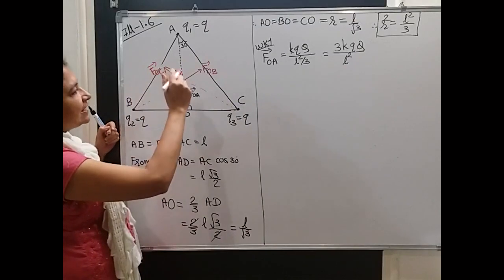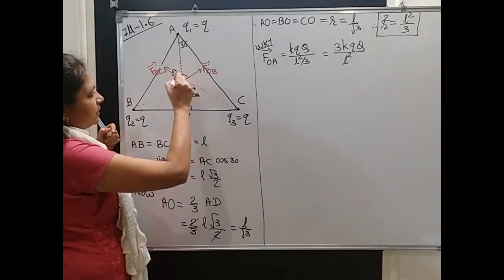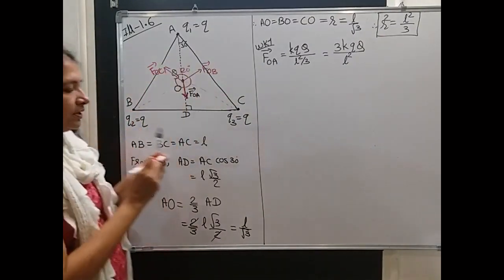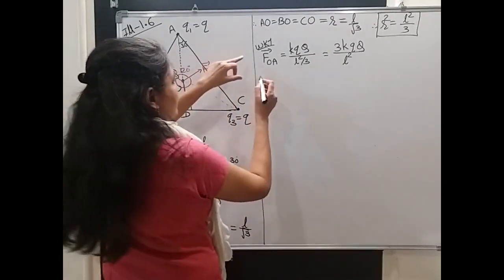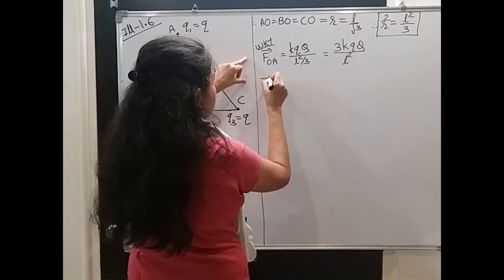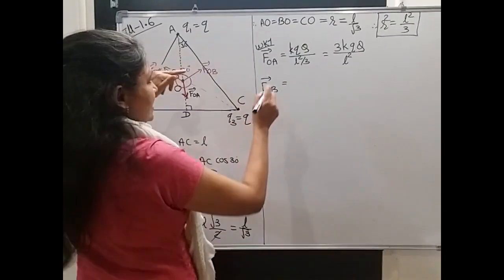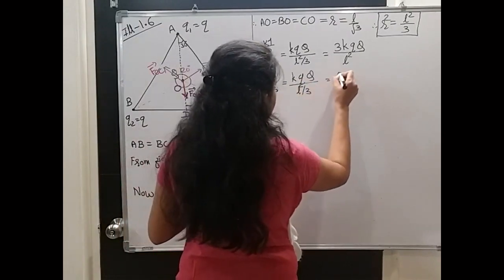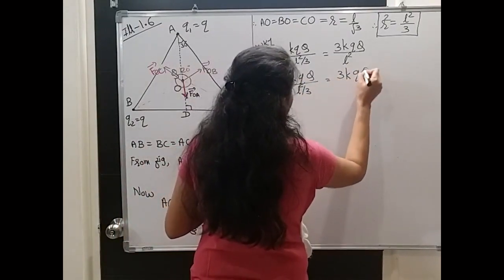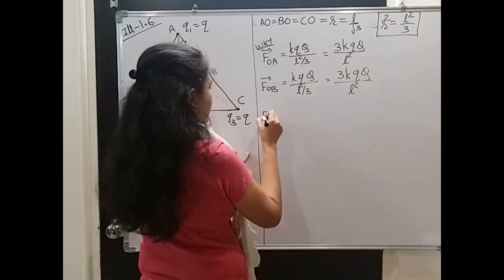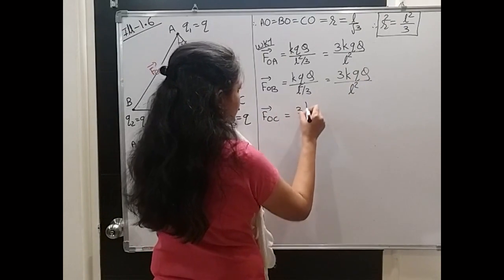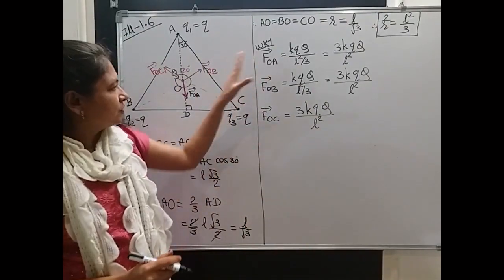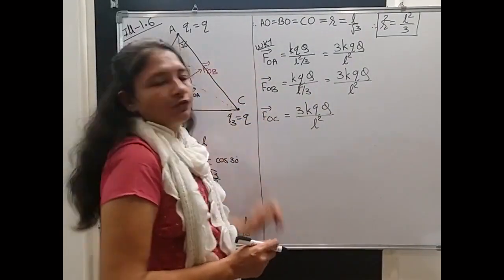As it is an equilateral triangle, each angle will be 120 degrees. Now I can write the formula for FOB. This will also be KQQ, with distance L square by 3. So this is 3KQQ upon L square, and FOC will also be 3KQQ upon L square. So here we can say that the magnitude of all the forces is the same.